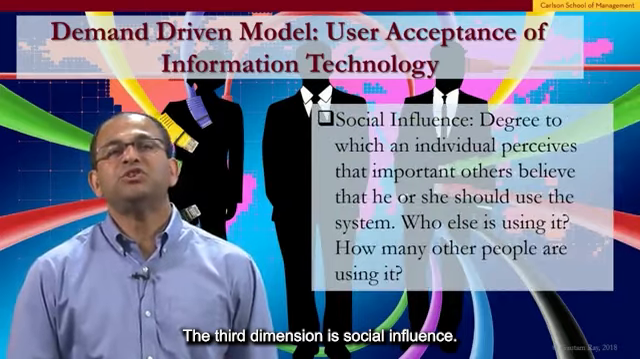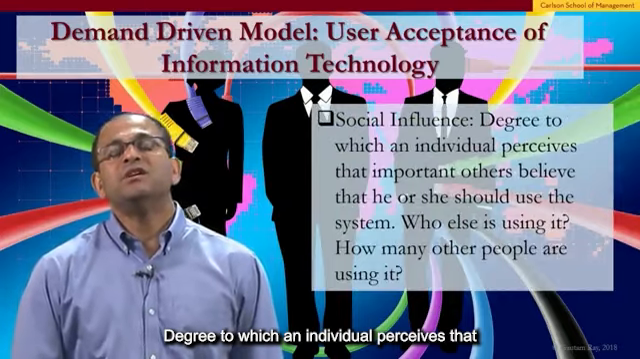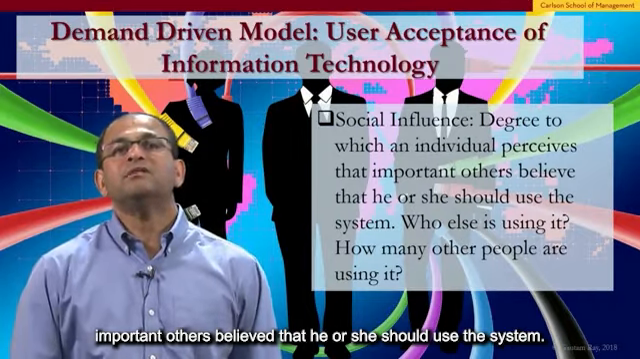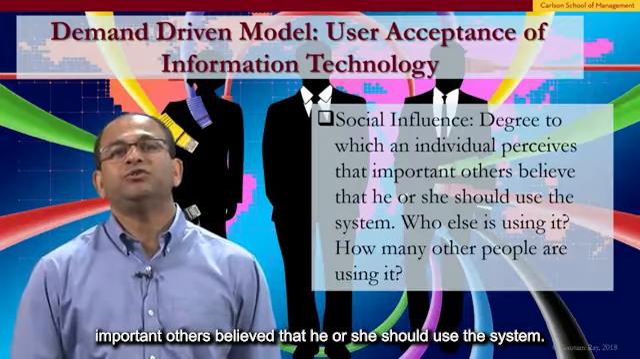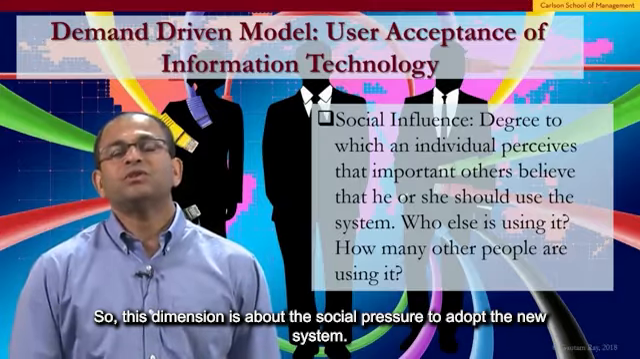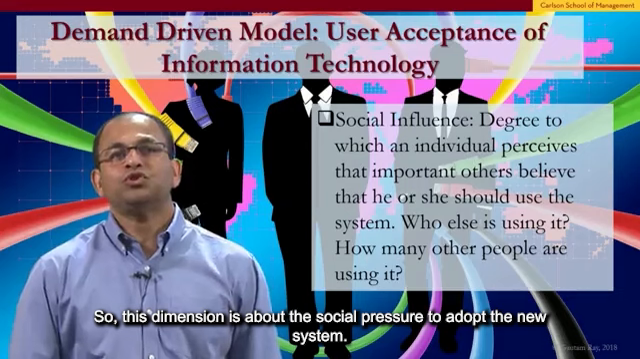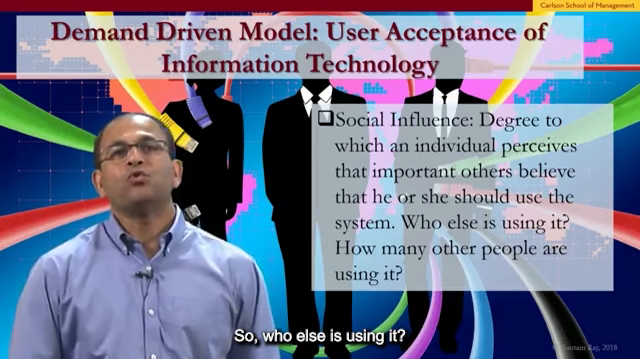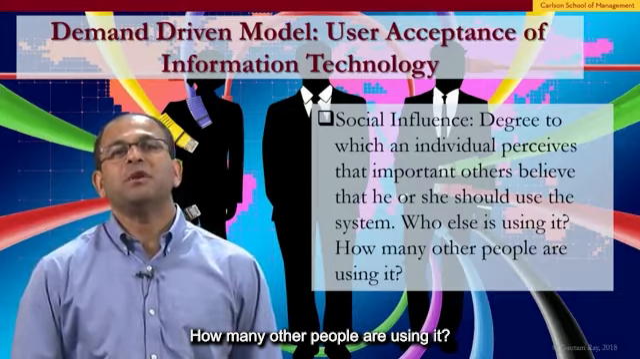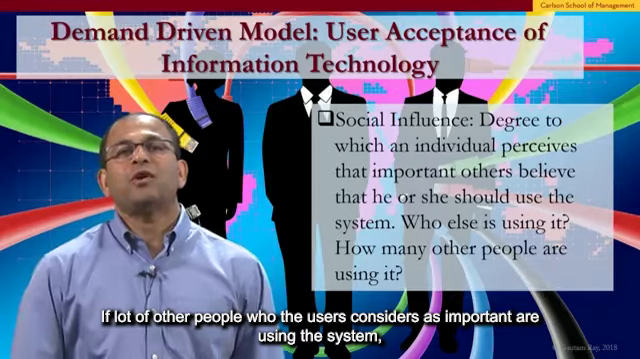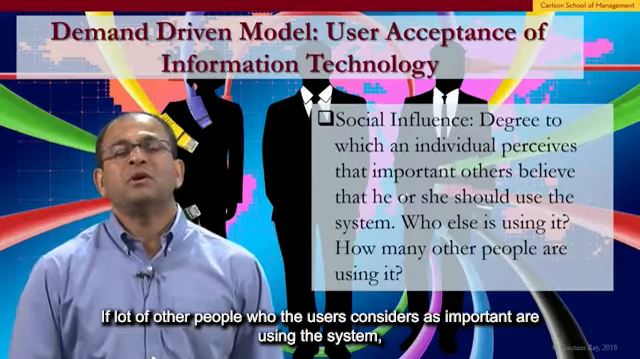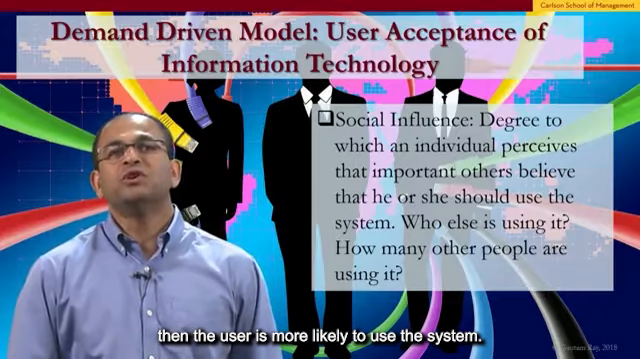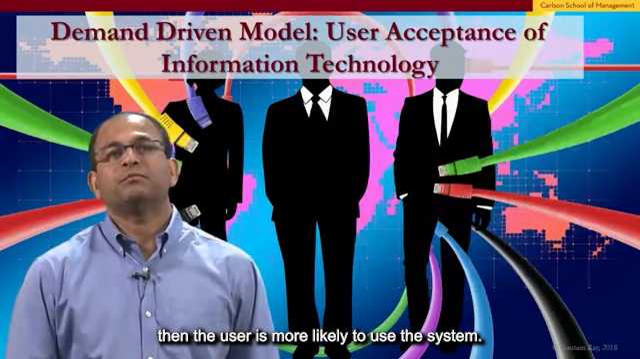The third dimension is social influence, degree to which an individual perceives that important others believe that he or she should use the system. So this dimension is about the social pressure to adopt the new system. So who else is using it? How many other people are using it? If a lot of other people who the user considers as important are using the system, then the user is more likely to use the system.